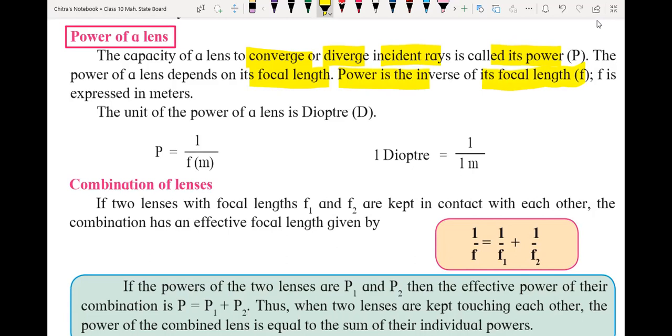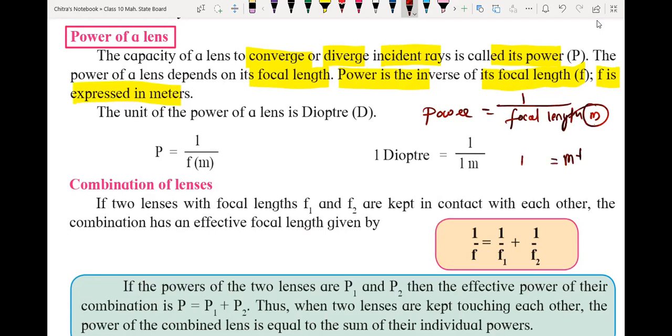If the focal length F is expressed in meter, then what will be the power of the lens? Suppose we have the power equals 1 divided by focal length in meter. If the meter is moved from division to multiplication, it becomes meter inverse, and meter inverse is called the diopter.